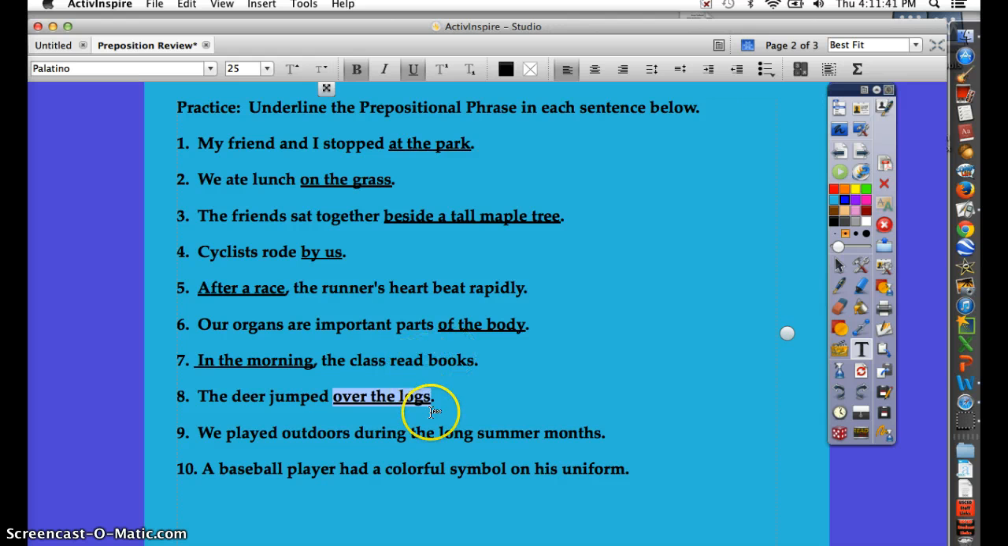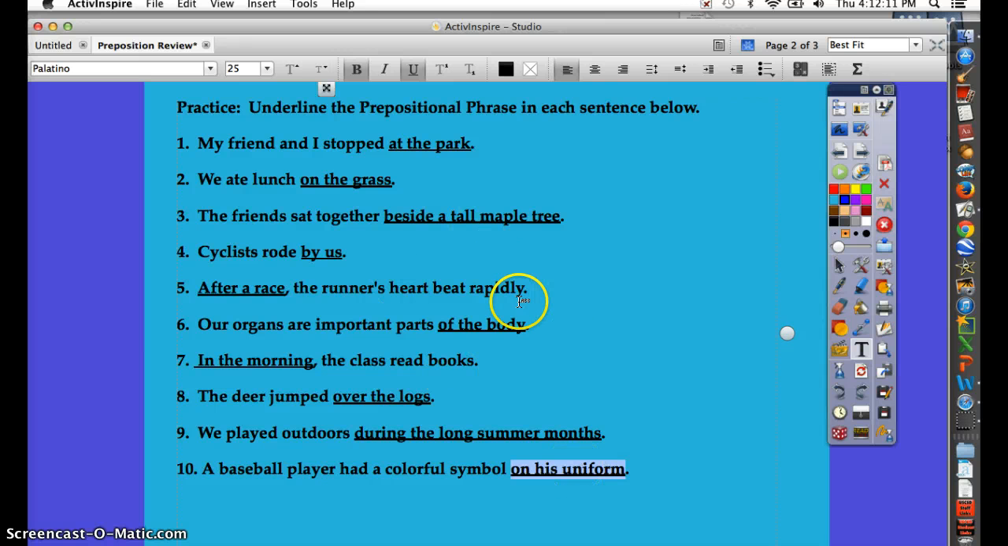9, we played outdoors during the long summer months. During the long summer months, all of that would be the prepositional phrase there. We have a couple adjectives in the middle again, this one telling when as well. And number 10, a baseball player had a colorful symbol on his uniform. So on his uniform would be the prepositional phrase for number 10. We have the preposition on. His is the possessive this time, possessive pronoun, uniform the noun.